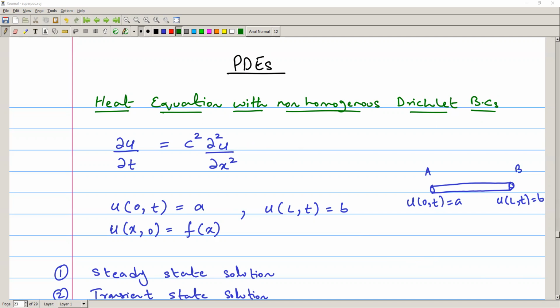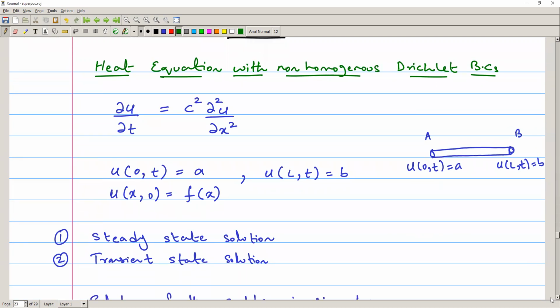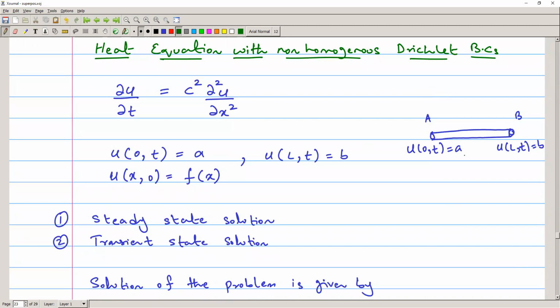Now in this class, we will talk about the non-homogeneous Dirichlet boundary conditions for the homogeneous one-dimensional heat equation, right? So again, we have a rod of length L from point A to B, and now the boundary conditions are given as u(0,t) = A, u(L,t) = B. It means that some heat is supplied at both ends, and constant temperature is maintained.